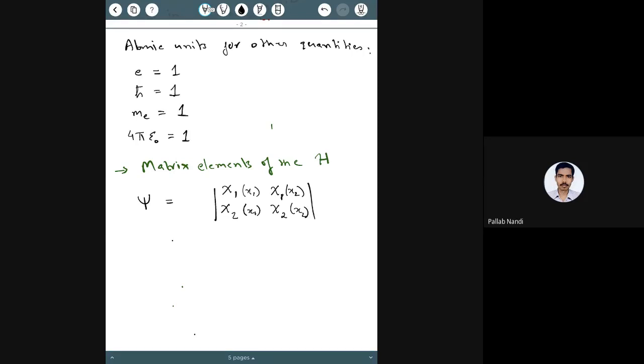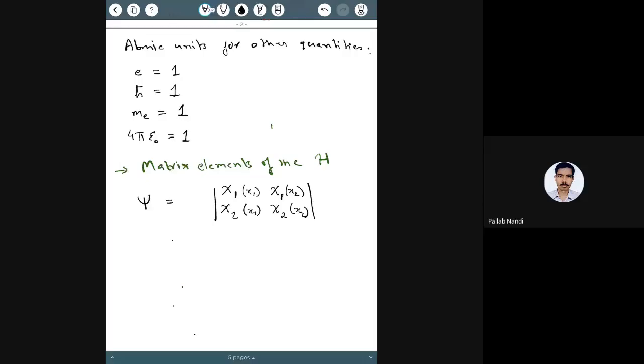I hope this is the notation in Szabo-Ostlund. Yes, that is the notation in Szabo-Ostlund. Fine. And you have a normalization factor, which is 1 by root 2 for a 2 electron case. Right? And let's say this is the wave function for the ground state, psi 0.